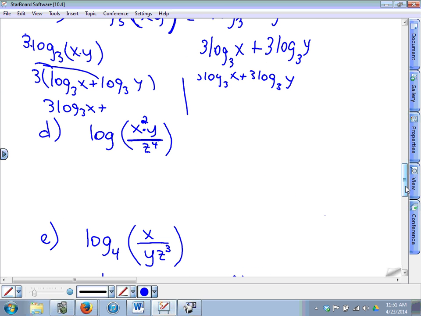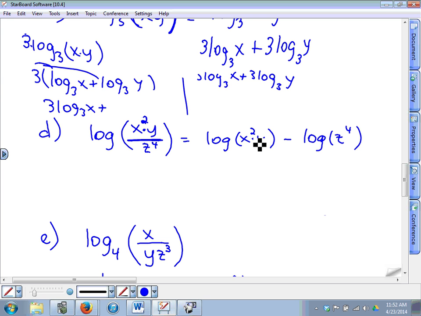I have a question. How do you choose the property, and how do you expand what you have here and turn it into that? This is what we're practicing here. So when we're using that subtraction property, you take the logarithm of the numerator and you minus the logarithm of the denominator. So this is going to be the log of x squared y minus the log of z to the fourth. You okay with that step?